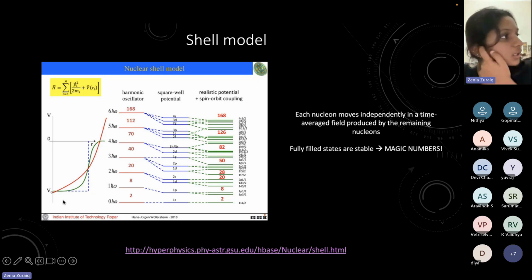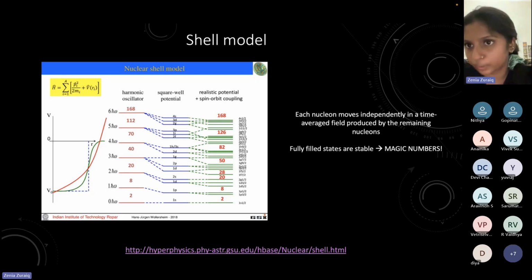And we have neglected one thing, which is spin orbit coupling. Spin orbit coupling is an important quantum mechanical effect. It comes up in atomic physics also. If you've heard of something called the fine structure of atoms and the fine structure constant, that comes because of spin orbit coupling, among other things.